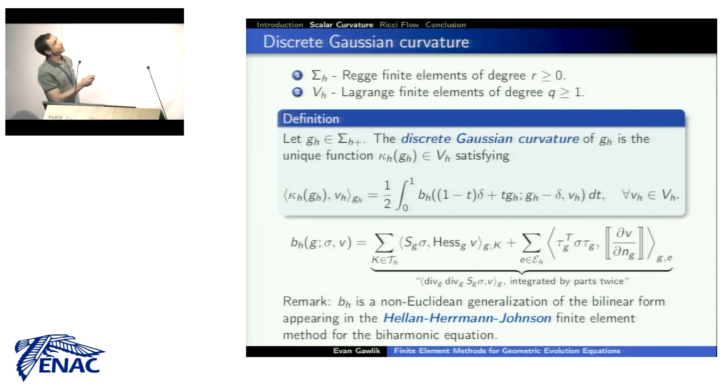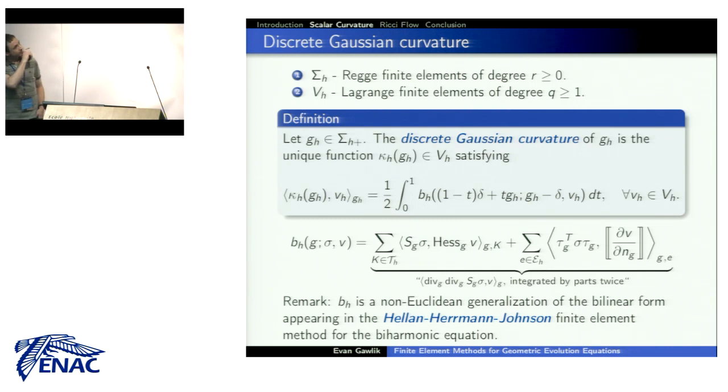So again, I'm using Regge finite elements of degree r to approximate the metric. I'm going to use Lagrange finite elements of degree q to approximate the curvature. So Lagrange finite elements, these are piecewise polynomials of degree q that are continuous. So I define the discrete Gaussian curvature of one of these Regge metrics, gh, to be the unique function kappa h belonging to my Lagrange finite element space, with the property that if I take the inner product of kappa h with any test function vh in capital VH, it's equal to this integral right here.